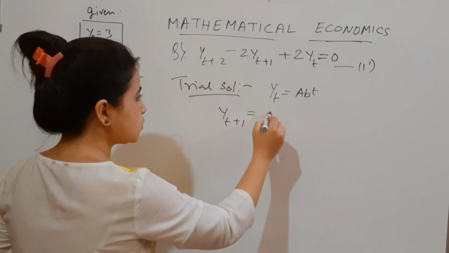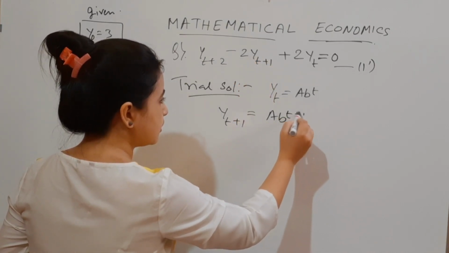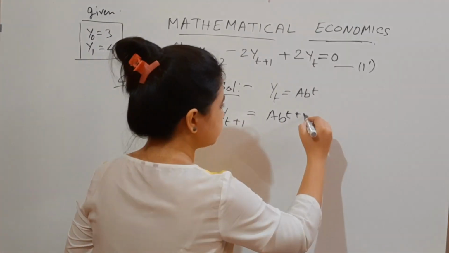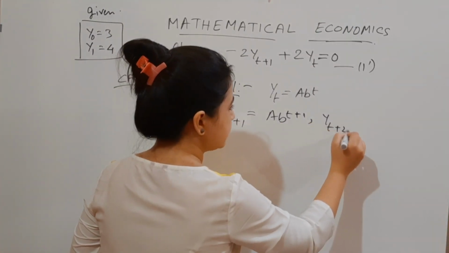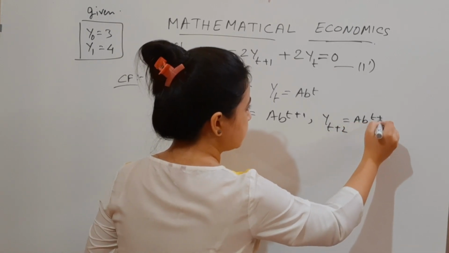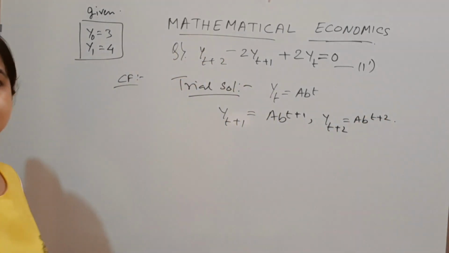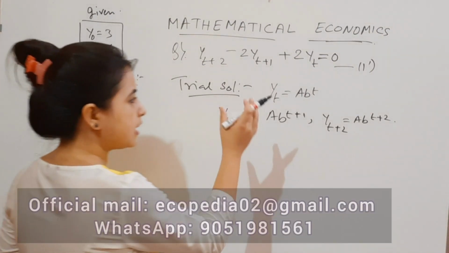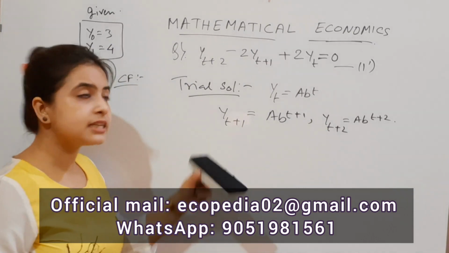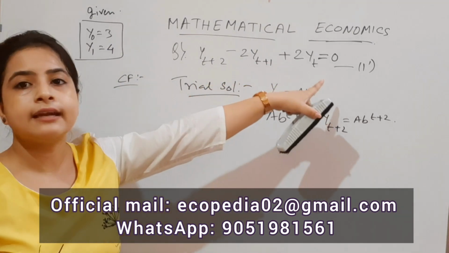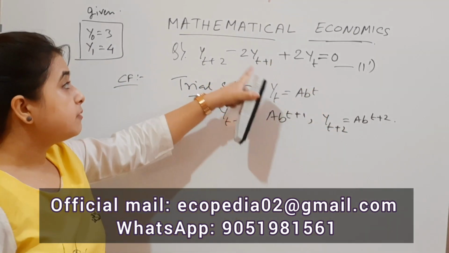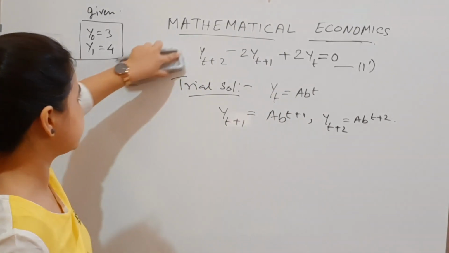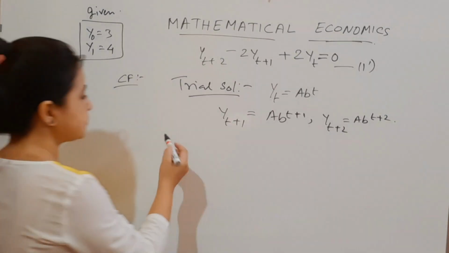Now y_(t+1), the trial solution will be this, and I'm writing it adjacent to here. y_(t+2), the trial solution will be A b to the power t+2. That is it. So here we have all the trial solutions. Now we have to substitute the trial solutions into our main equation, that is equation 1 prime. Why? Because this is the complementary function's equation. So I can replace this and let's substitute.